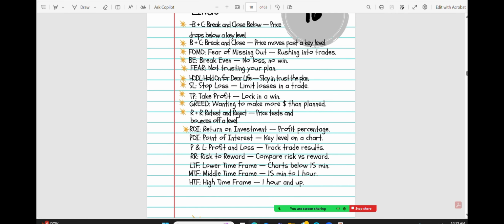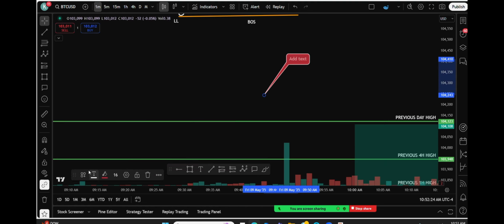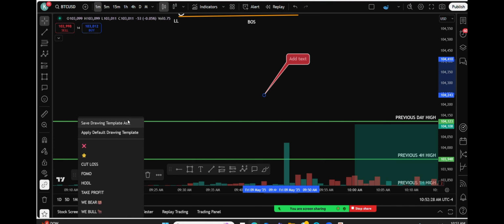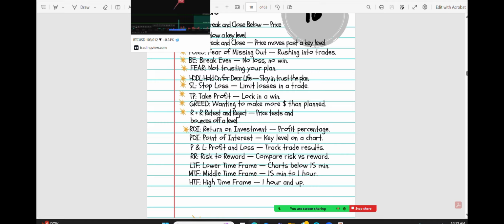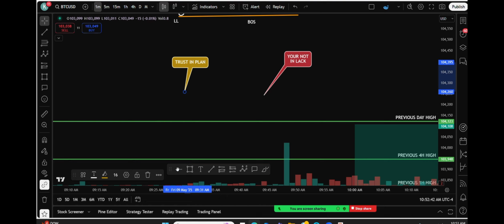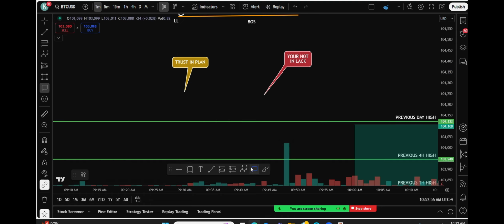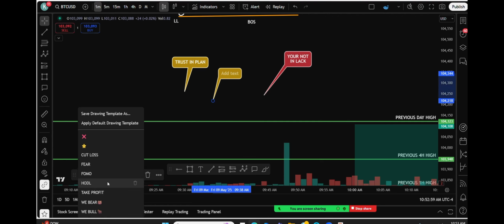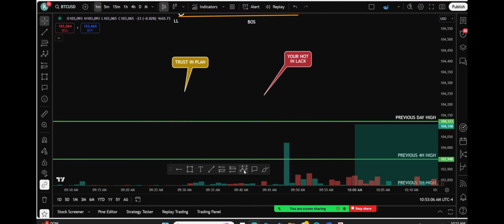Fear, not trusting your play, your trade. And that's something that we did wrong. So when it comes to fear, we actually don't put it as FOMO. We put FOMO, you're not in lack. And fear is two different things. So our hold on for dear life is actually our fear. We want to name hold on for dear life as fear, not HODL, because a lot of us are going to connect more with fear than hold on for dear life. So trust in the plan, let's just delete hold on for dear life.